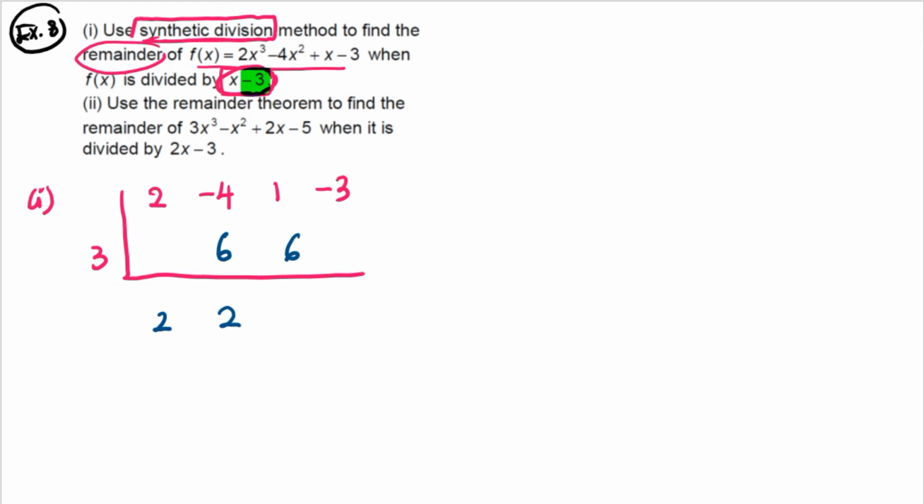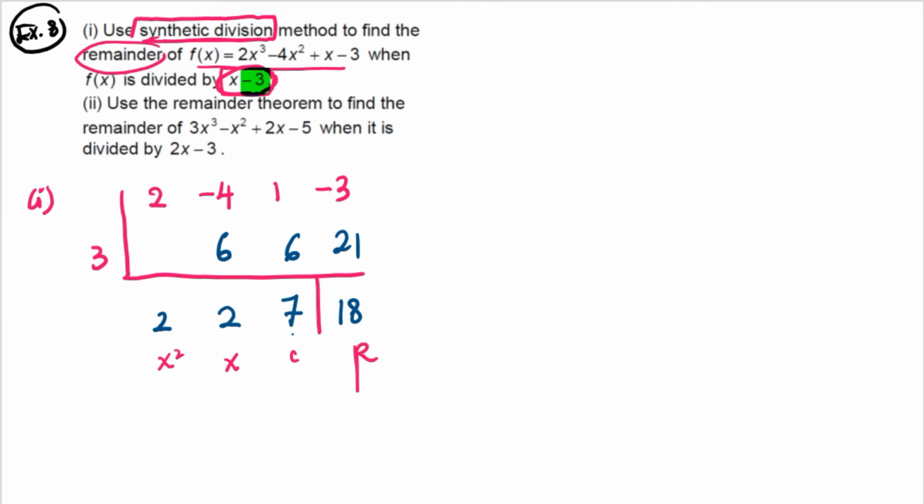Therefore, 6 plus 1, because you need to go down, this way you add. So 1 plus 6 gives 7. 7 multiplied by 3 gives 21. So negative 3 plus 21 gives 18. We should know that this is the constant, this is the coefficient of x, and this is the coefficient of x squared, and this is the remainder.